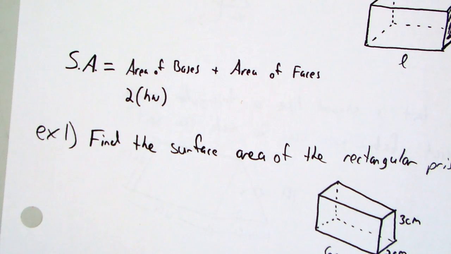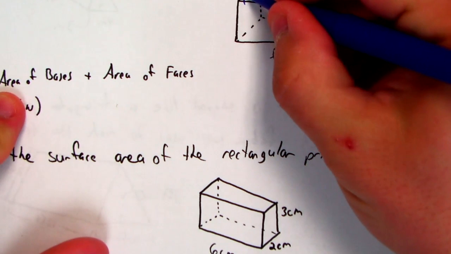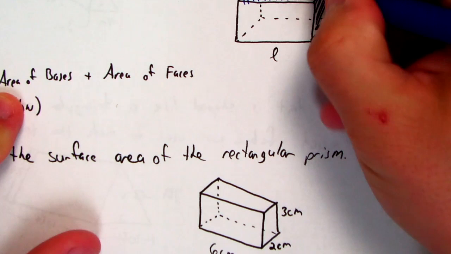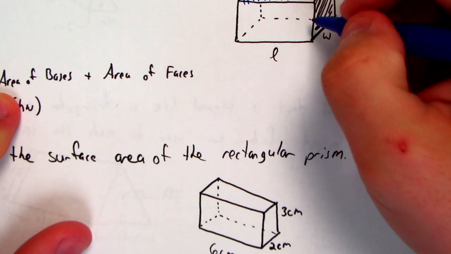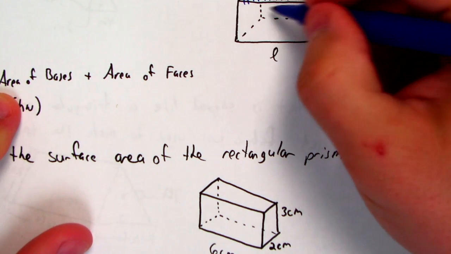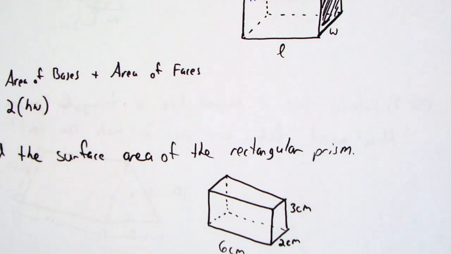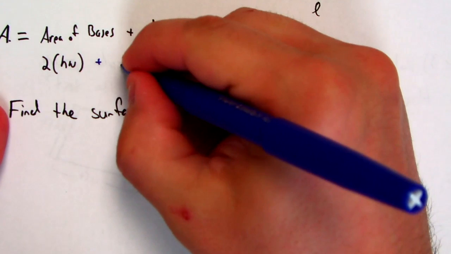Next thing we want to look at is going to be the top part here, and of course its pair on the bottom. Now, the area of this face here is going to be this L and W. So we're going to be looking at adding L and W, but again, there are two of those.